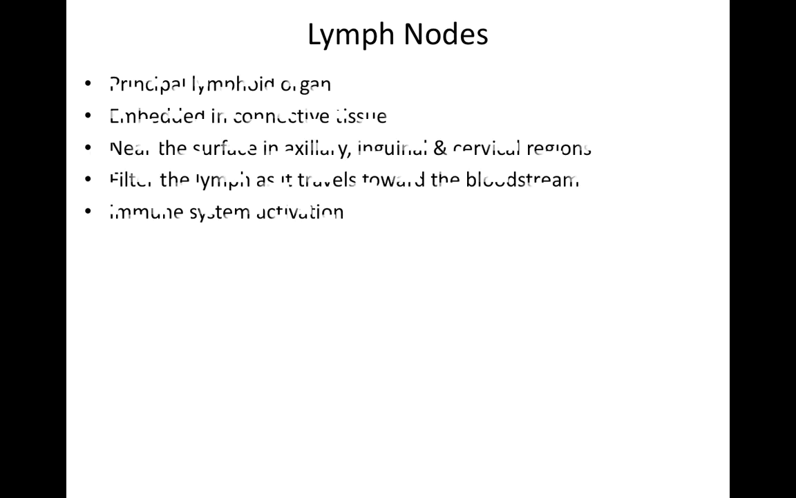So let's talk about a lymph node, as that is kind of our primary organ. They're usually embedded in connective tissue. They're very close to the surface in a few areas. So the cervical ring region, the inguinal, the axillary regions, these are where they sit a lot closer, and oftentimes where we can actually feel a swelling that occurs in them when they are being activated.